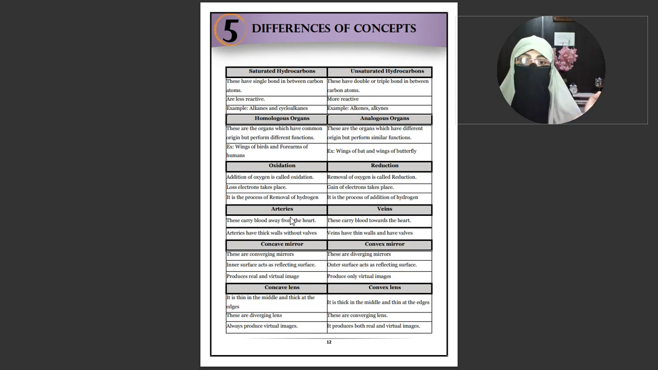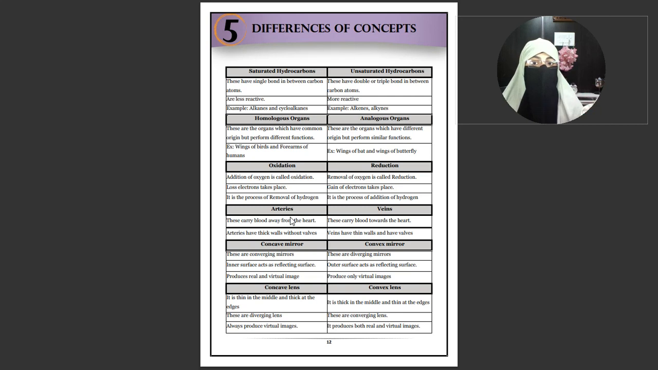Okay, concave and convex mirror. Concave is always converging. So I always tell my students to remember it in this way: concave, cave is there, from C comes converging. Concave mirrors and lenses are different things, so you need to remember at least one thing so that the opposite will be the other thing. So concave mirror is converging and convex mirror is diverging.